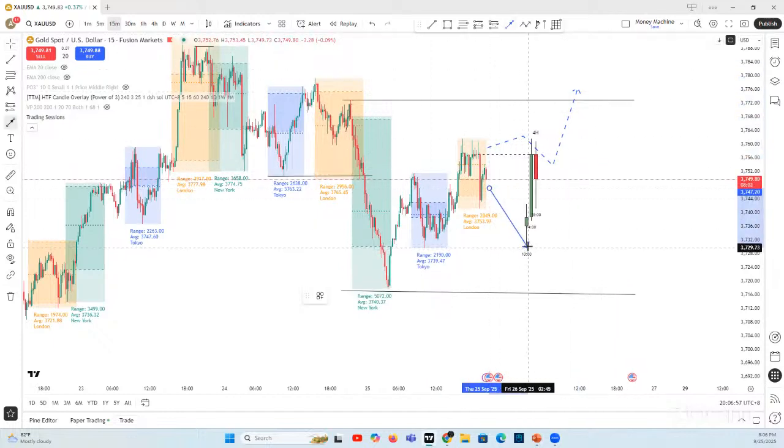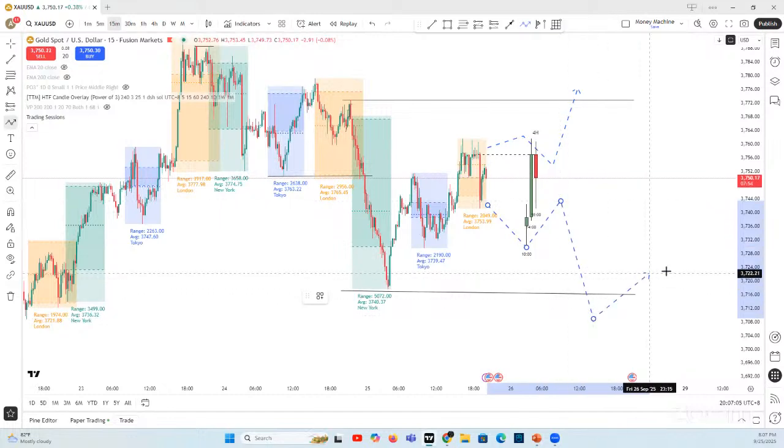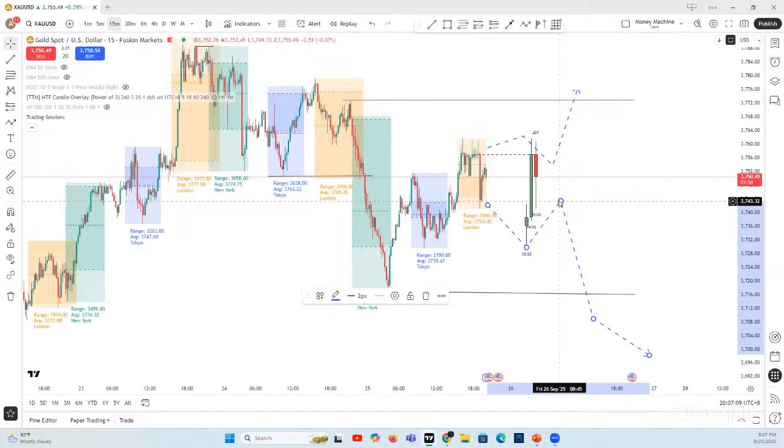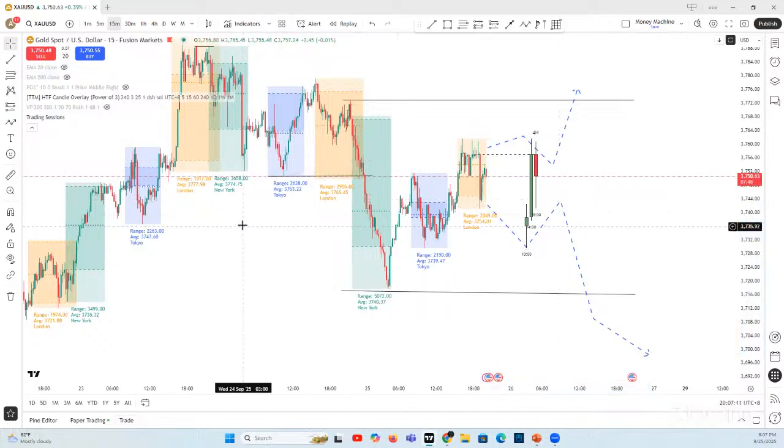If this will just continue there, the more we will go to the downside, my friends. That's it. That's how you analyze the price action in your chart, depending on the time frame you are in.